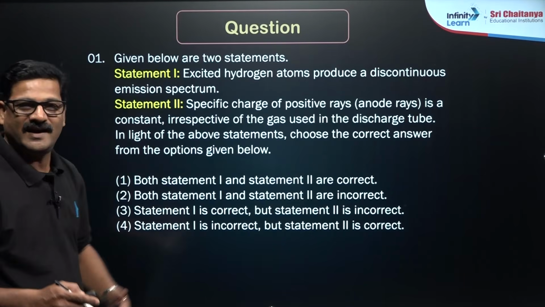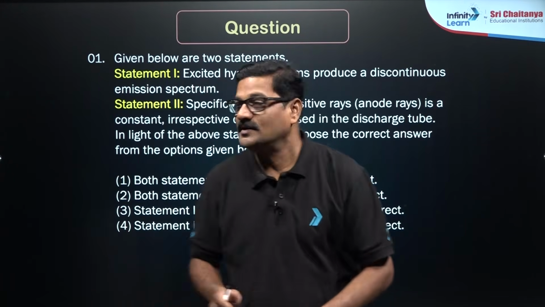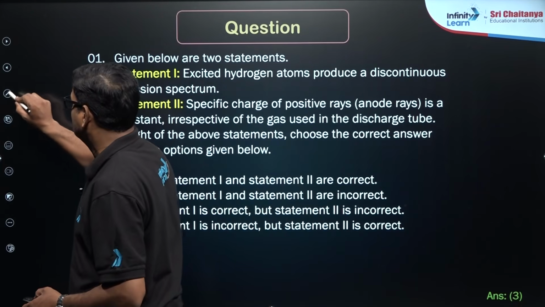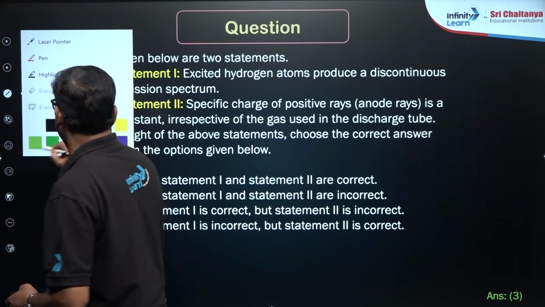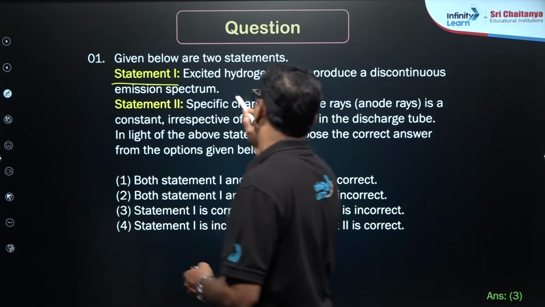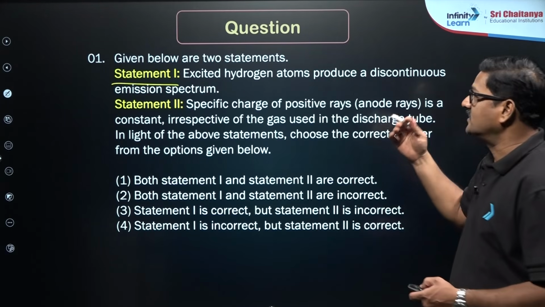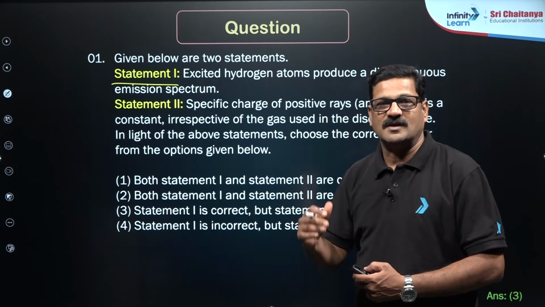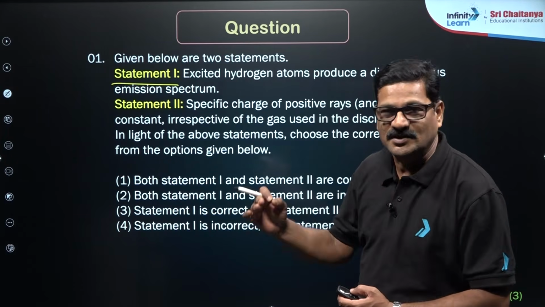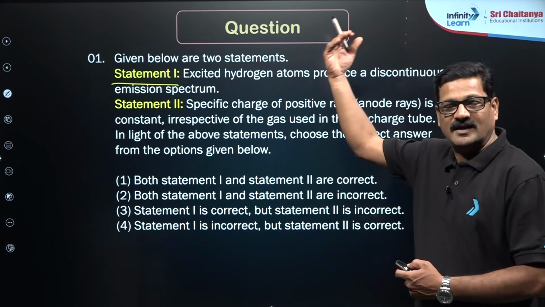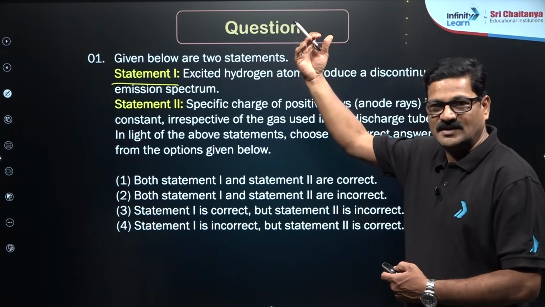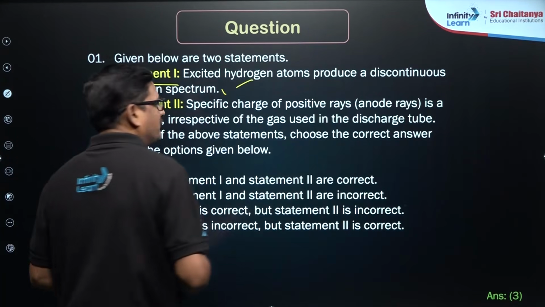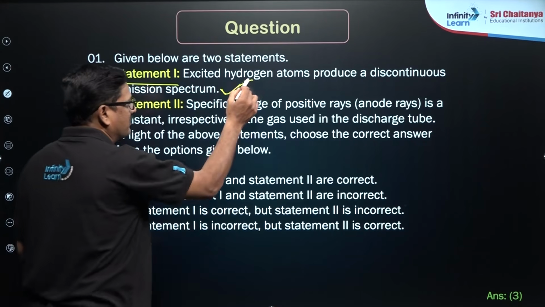Here it is an assertion and reasoning type question, given as statement 1 and statement 2. Statement 1 is: excited hydrogen atoms produce a discontinuous emission spectrum. Atomic spectrum is always a discontinuous spectrum, and when an electron is excited and then de-excited, it gives an emission spectrum, and this is a true statement.